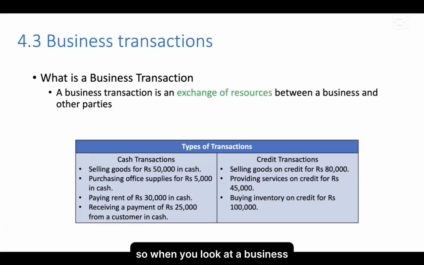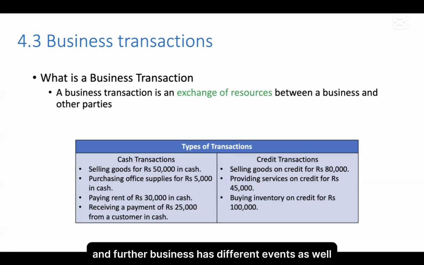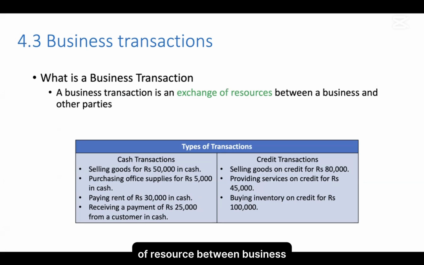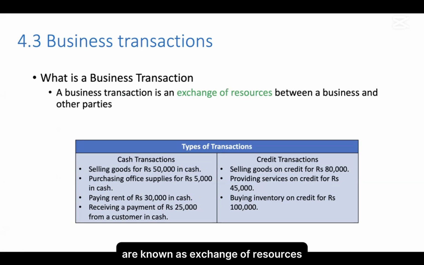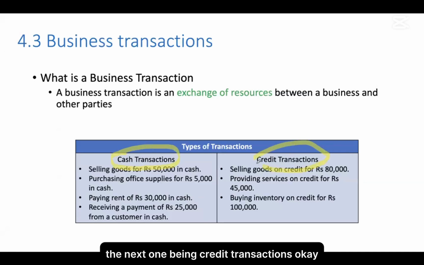When you look at a business, it has business transactions, and further, a business has different events as well. A business transaction is an exchange of resources between a business and another party. There are two parties, that is the business and the other party. Exchanging resources between these two parties is known as exchange of resources. In exchange of resources, we have two things: one is cash transactions, the next one being credit transactions.